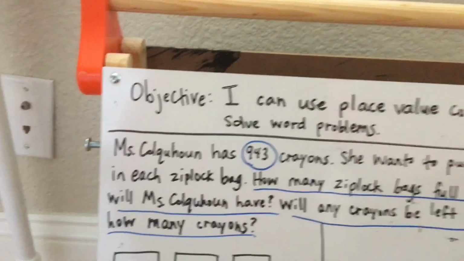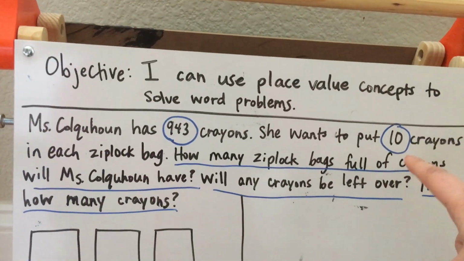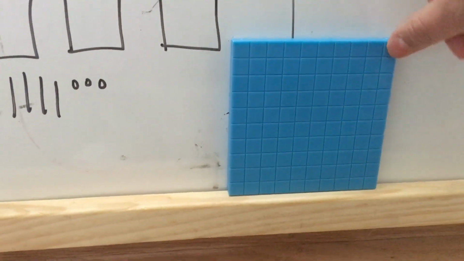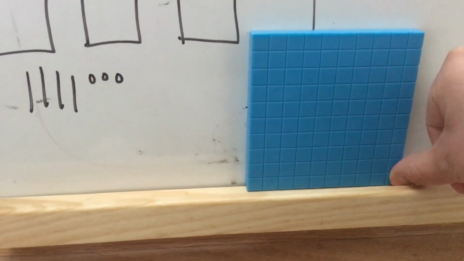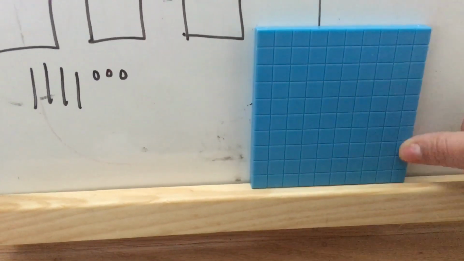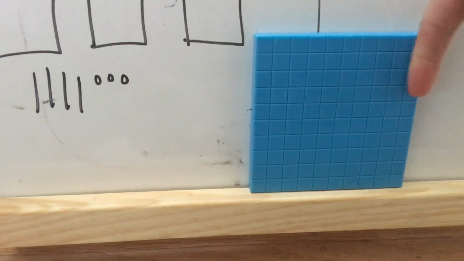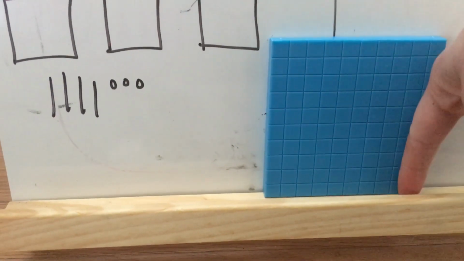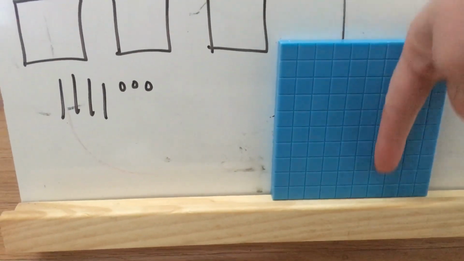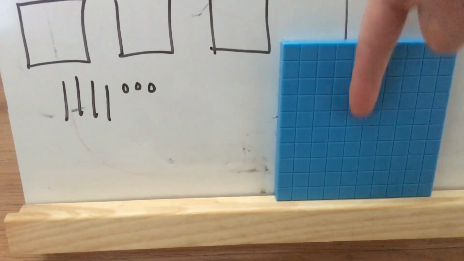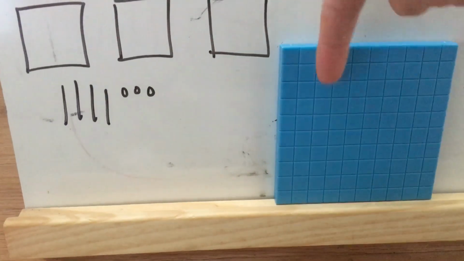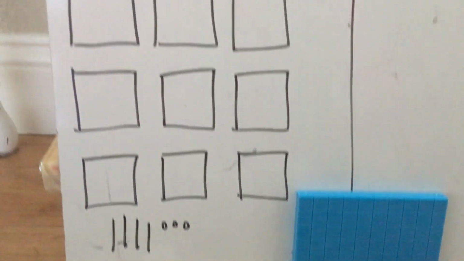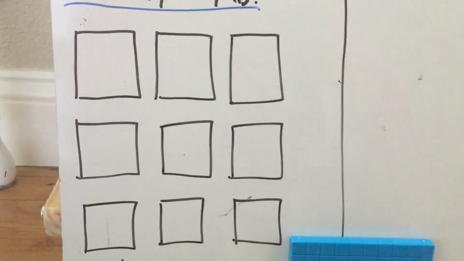Okay, so if Ms. Calhoun puts 10 crayons in each Ziploc bag, if I looked down at my hundreds square, it would be as if 10 crayons are here. That would represent one bag. So if this one line is one bag, the second line would be 2 bags, 3 bags, 4 bags, 5 bags, 6 bags, 7 bags, 8 bags, 9 bags, and 10 bags. So each 100 square would have 10 bags.